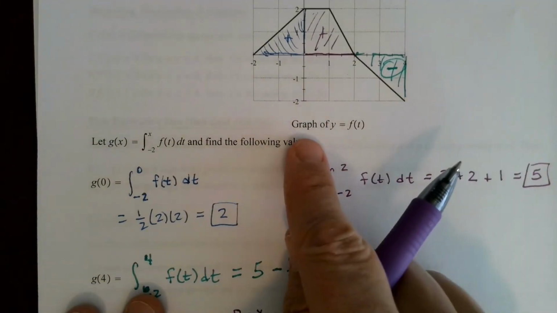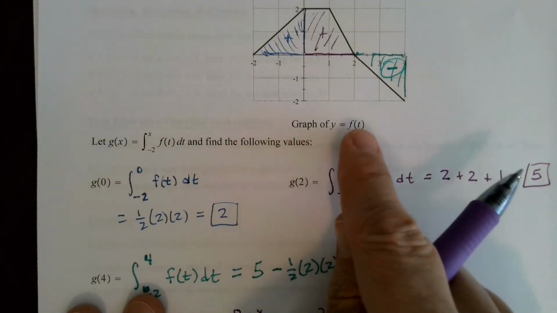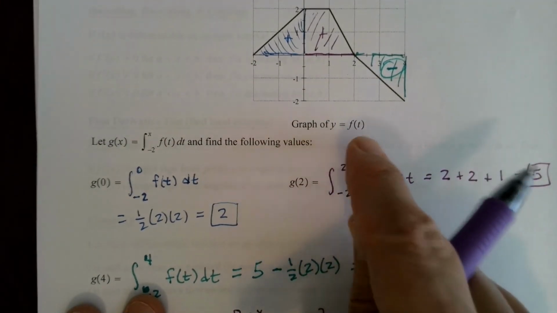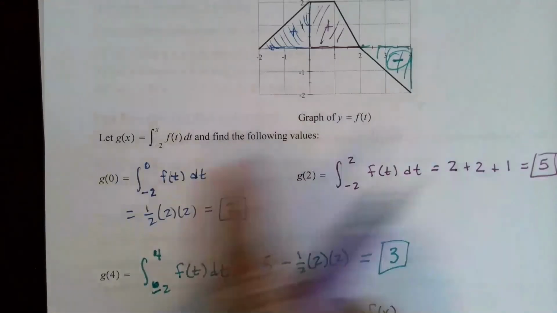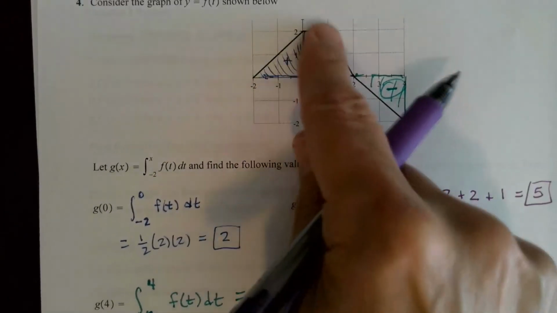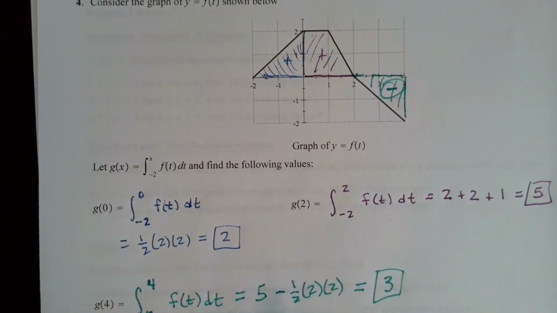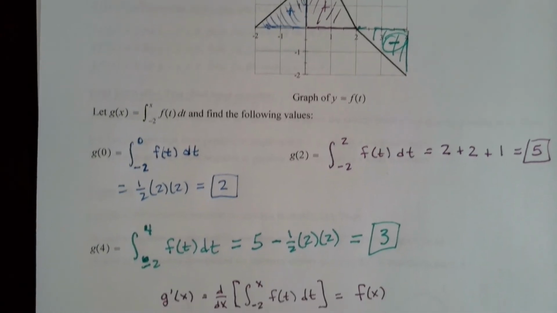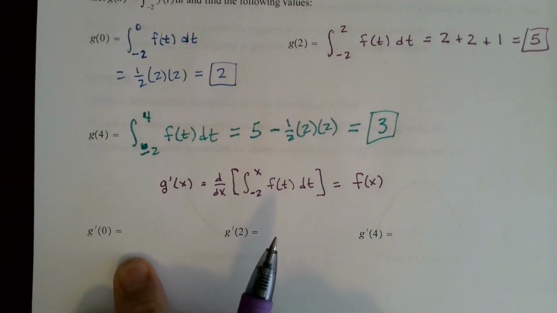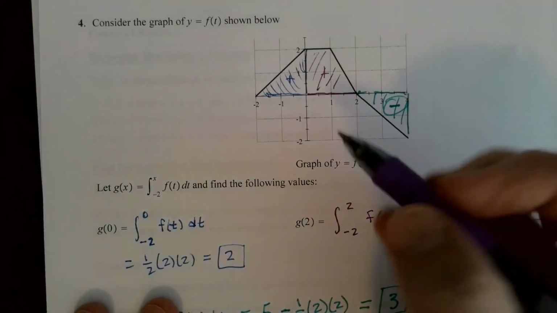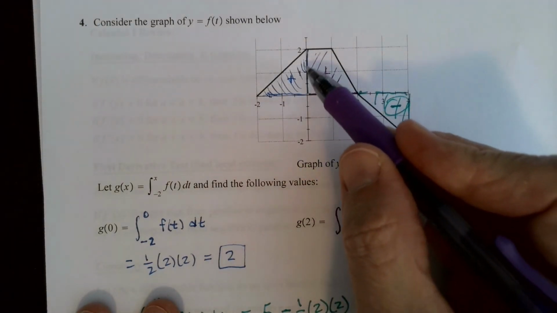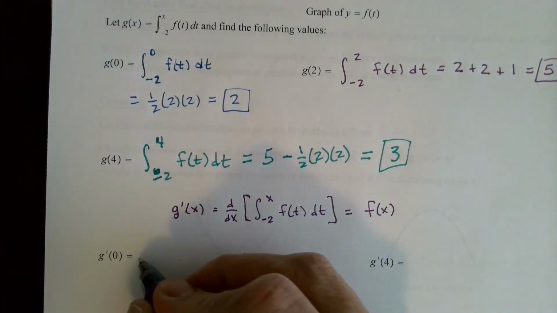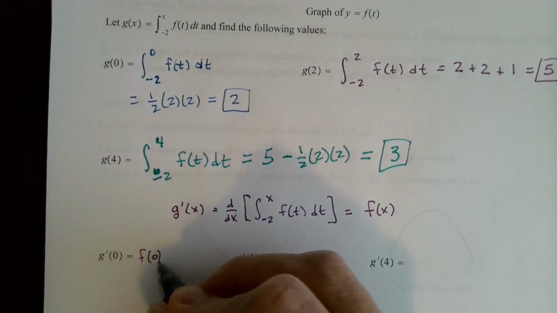So the derivative is just the value of the function f at x. What graph is this? Is this the graph of g or the graph of f? It's the graph of f, right? This is the graph of f. So guess what? This is the graph of the derivative of g. So what is g prime of 0 from the graph? This is g prime. Input 0, what's the corresponding output? 2. Right, so it's just f of 0, which is 2.